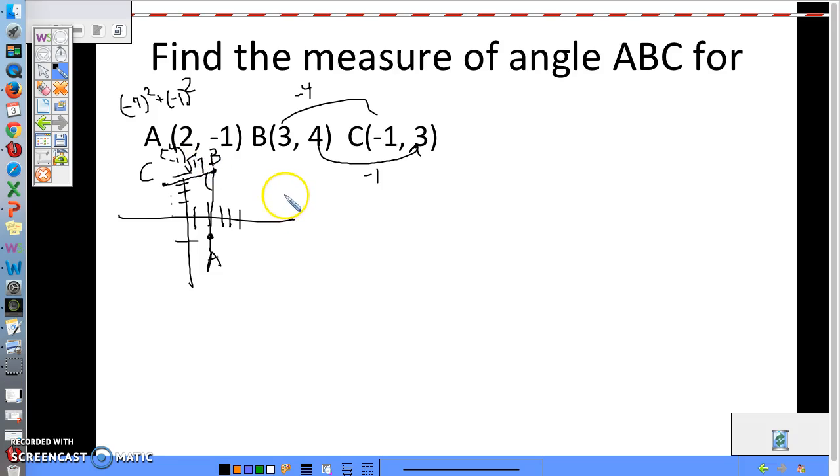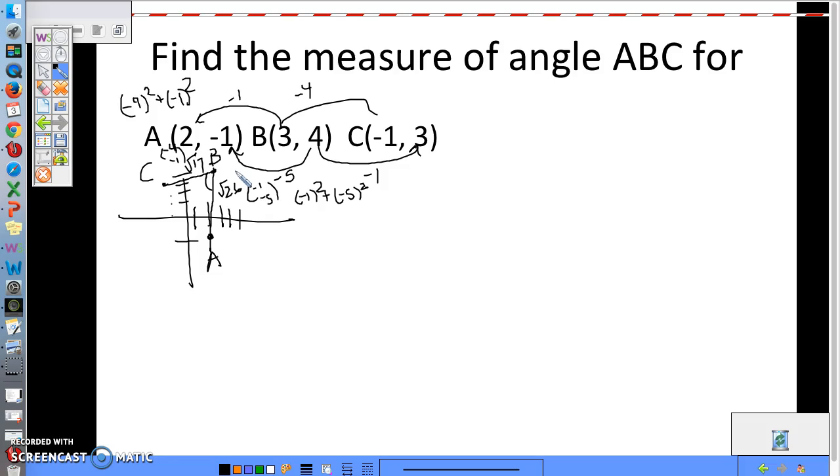And let's see here, what would B to A be? B to A, 3 to 2, so that's going down 1. 4 to negative 1, down 5. So negative 1 and negative 5. Negative 1 squared plus negative 5 squared. This is a mess, I apologize. So this is root 26.